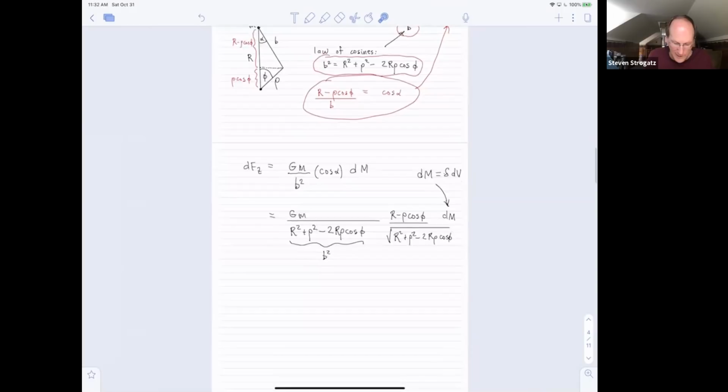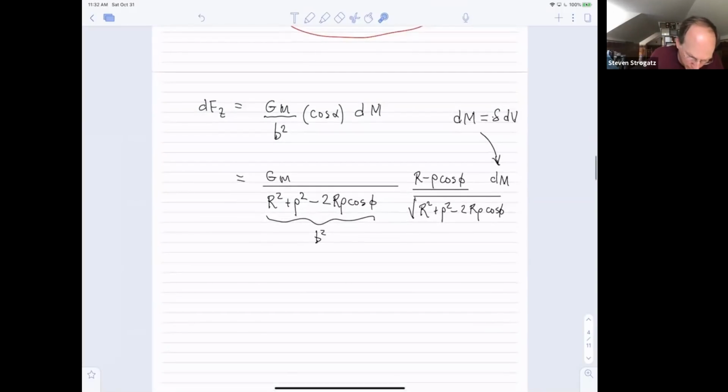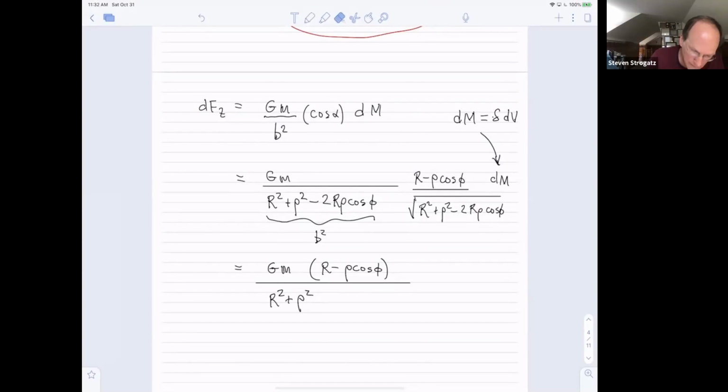So I think I've got everything I need now. I've got that the little infinitesimal force produced by that blob, or that little volume element, is GM, that's some constants, times R minus rho cosine phi. Got this big denominator that's my b cubed. It's R squared plus rho squared, not plus, sorry, that's a minus, two R rho cosine of phi, that's now to the 3/2 power, right? Because it's a square root times this thing. So that's 3/2 worth of that term.